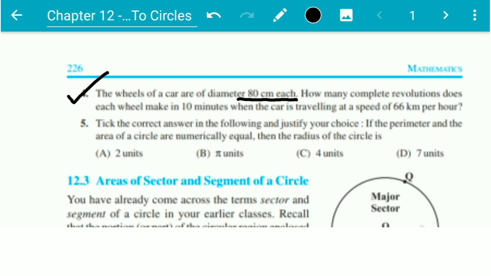So we can find the radius, diameter divided by 2, that is 80 divided by 2, 40 is the radius of the wheel. Now what we need to find is, if the speed of the car is 66 km per hour, how many revolutions does this wheel make in 10 minutes? How many times will the wheel rotate? How many revolutions will the wheel make in 10 minutes if the speed of the car is 66 km per hour?